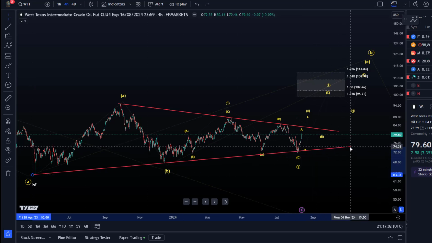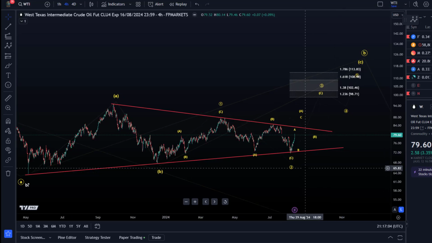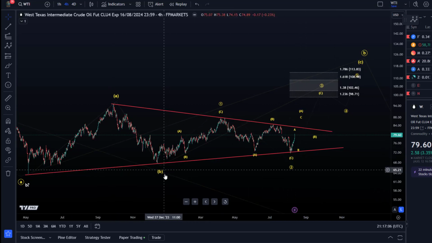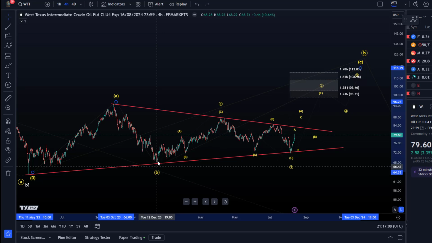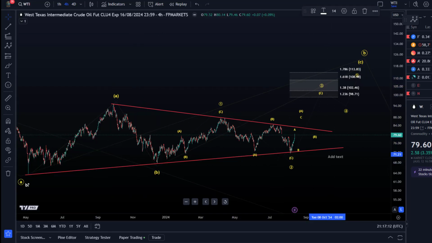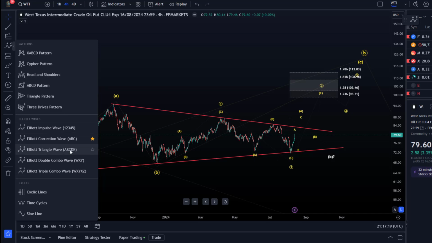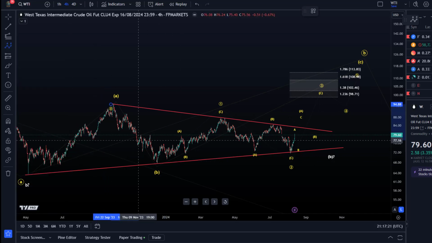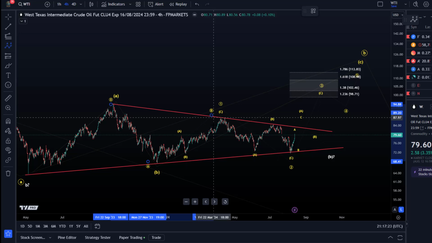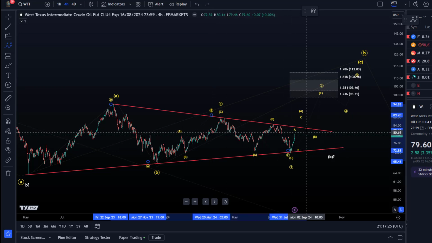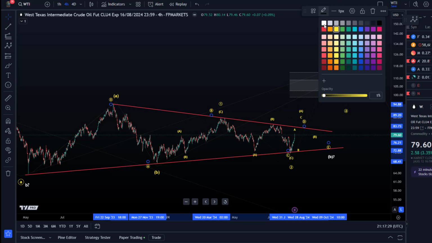And that takes us to the next scenario I'm observing. It could be that this B wave is a triangle. If this is the case, then wave B is somewhere here and might need a few more ups and downs, because in a triangle, this was wave A, wave B, C, and it might need another D, E. I'll highlight that in white.